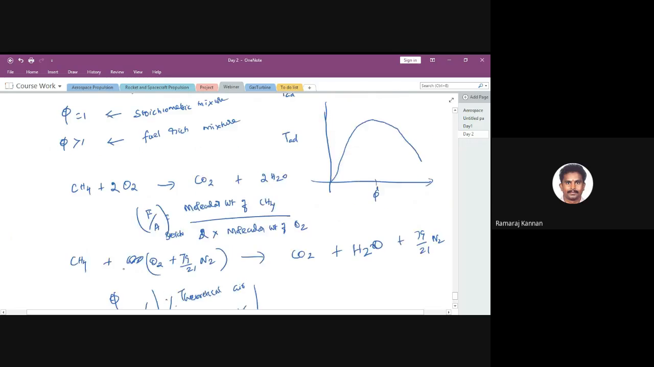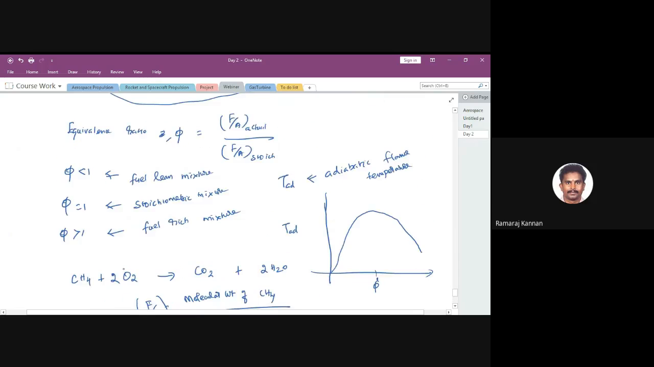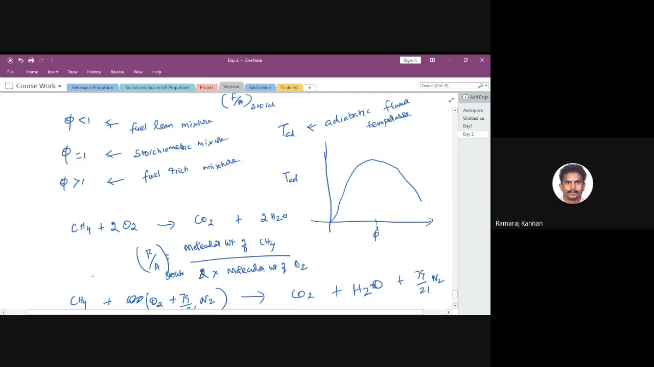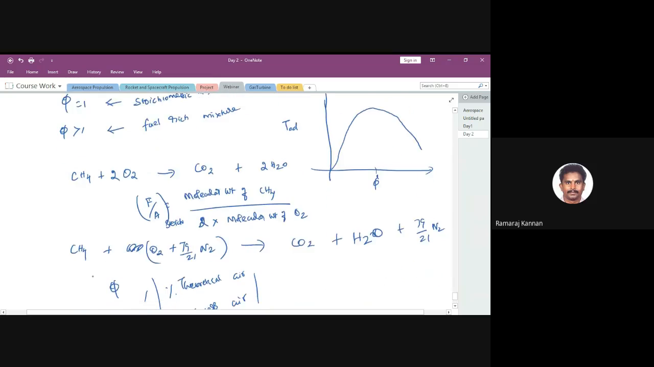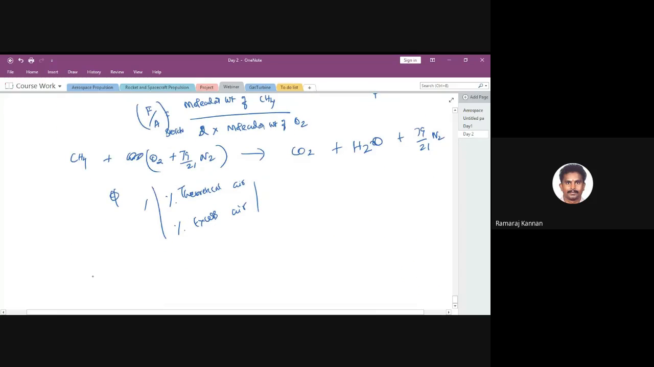You have to know that if phi is less than 1, it is a fuel-lean mixture; phi equal to 1 is stoichiometric; phi greater than 1 is fuel-rich. That is your equivalence ratio formula. For a certain fuel, you can find out the stoichiometric fuel-air ratio. Those things you have to know. We'll continue in the next class.